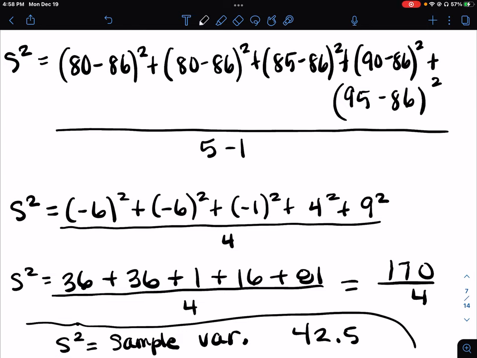Okay, we add those up. On the bottom, our formula is n minus 1. There were 5 numbers. So 5 minus 1 is 4. So when you divide, you get 42.5. And that is S squared, and that's called the sample variance.